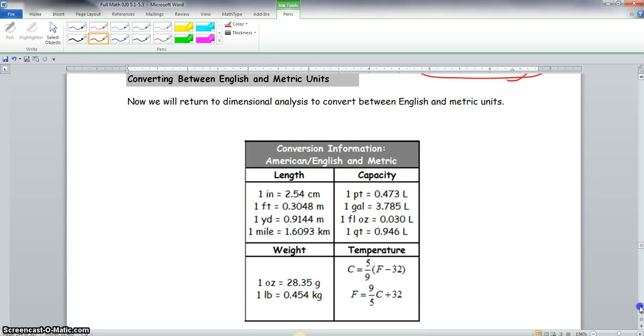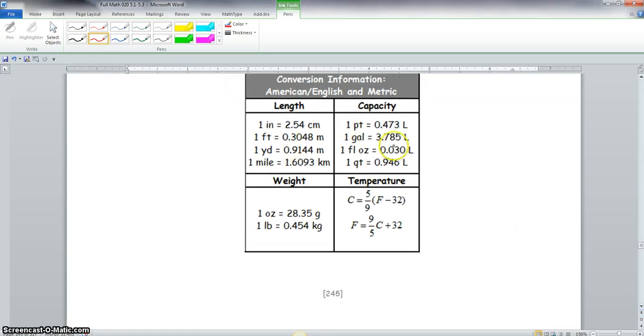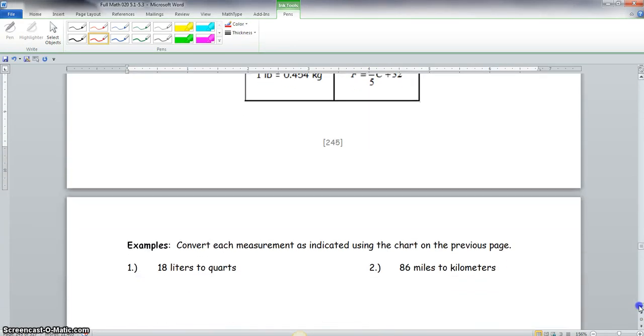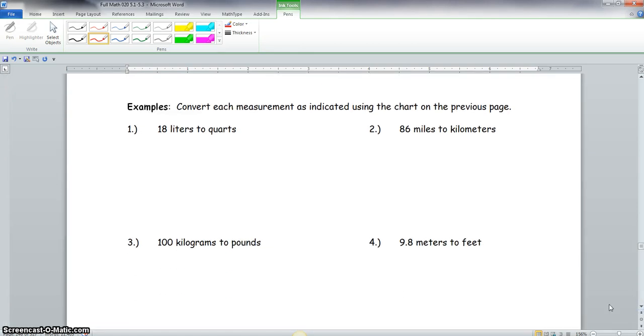Now we scroll down here. It says, now we will return to dimensional analysis to convert between English and the metric units. So this is going back to the previous lesson. Now what you would have to do is this here. Because I don't have this readily available, I'm going to be scrolling down. So you need to have this sheet out as I go through this exercise. So you might want to press pause. Now we're going to scroll down and go to our problems here. Now it says convert each measurement as indicated using the chart on the previous page. Now I hope you all have that chart out.